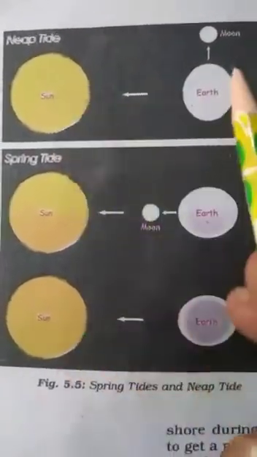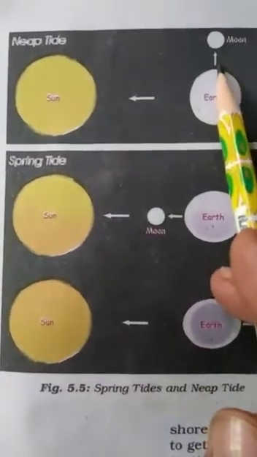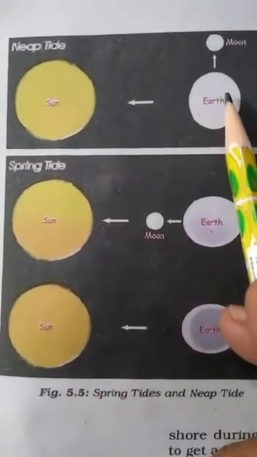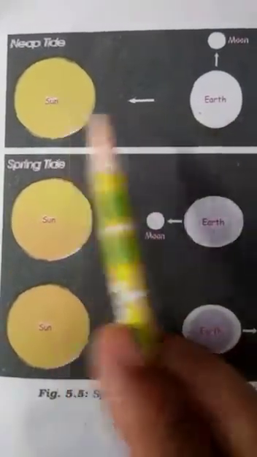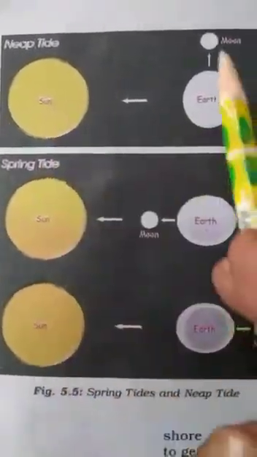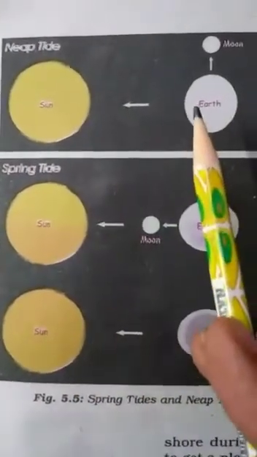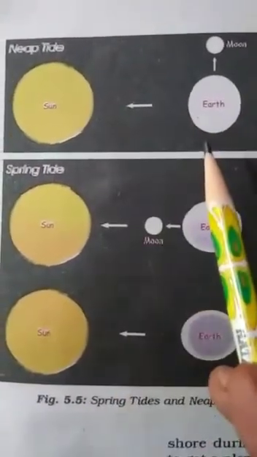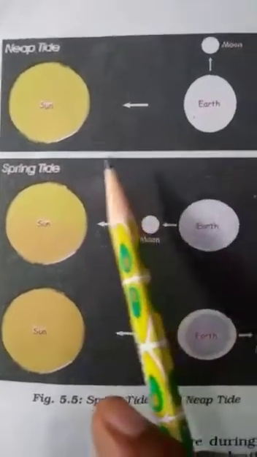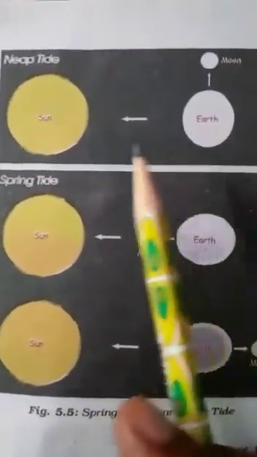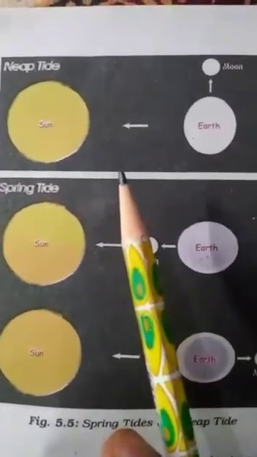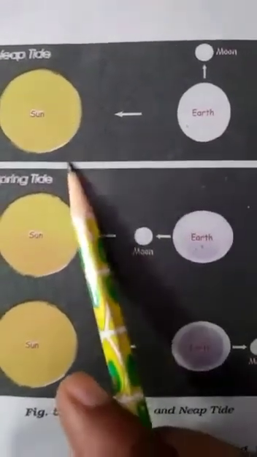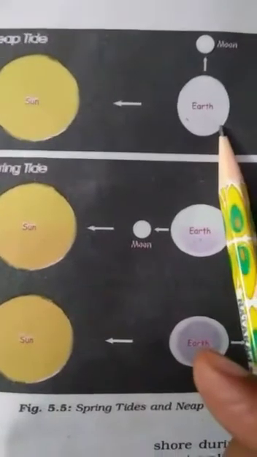But when the moon is in its first or last quarter and the sun, earth and moon are in a perpendicular position, it results in low tides. This happens because the ocean water gets drawn in diagonally opposite directions by the gravitational pull of the sun and moon, resulting in low tides.